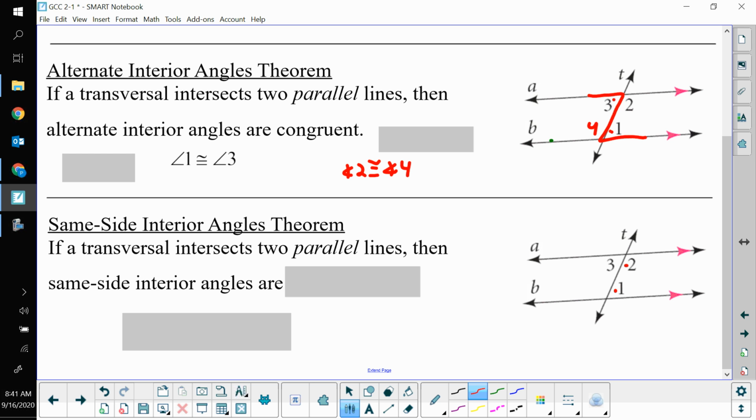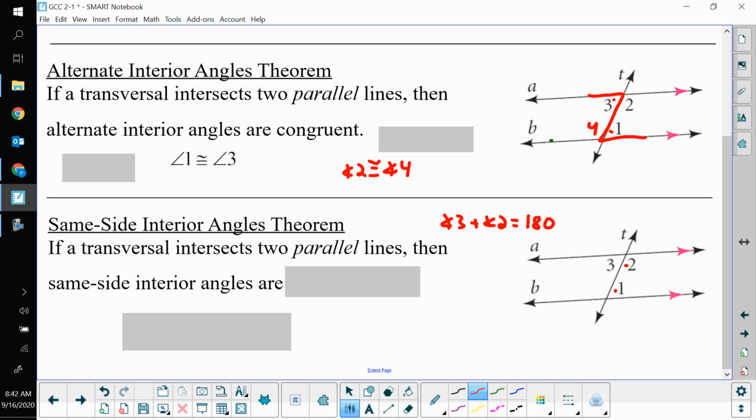Well, let's think about this. We're going to prove to you what we know about them. Let's look at angle 3 and angle 2. Angle 3 and angle 2 are on a line. Angles on a line are supplementary. So we know angle 3 plus angle 2 must equal 180.